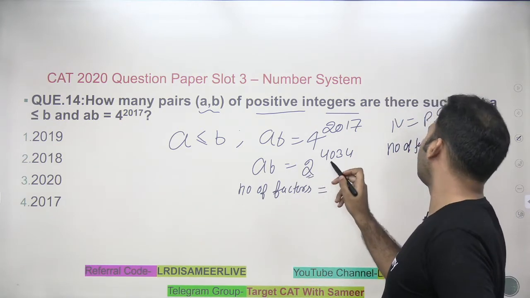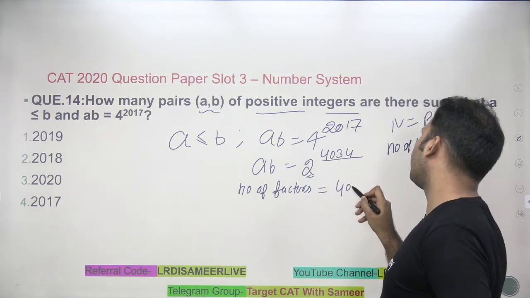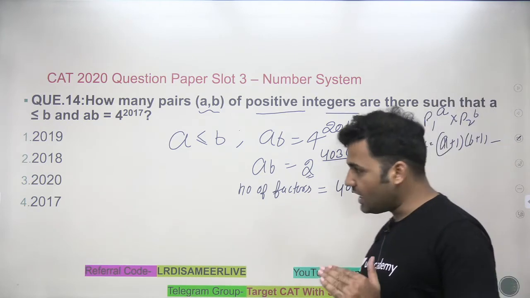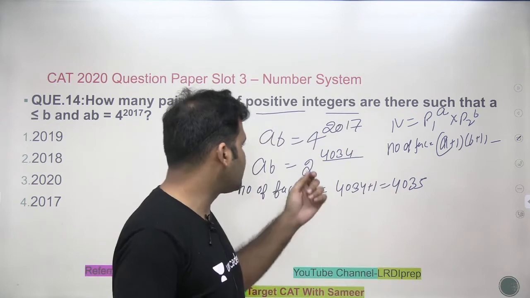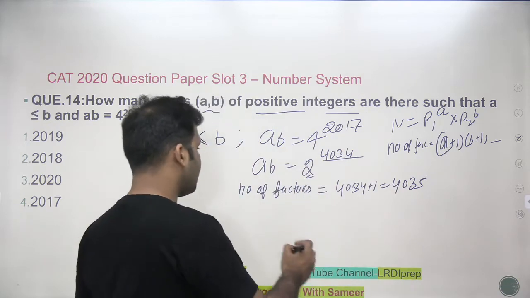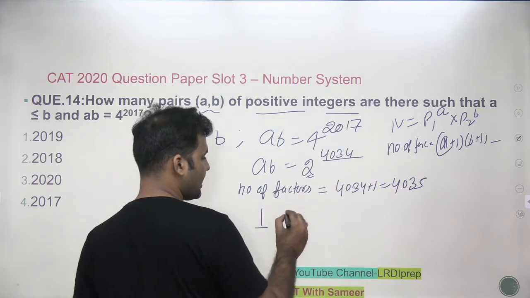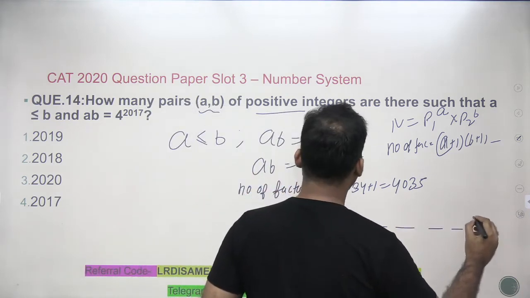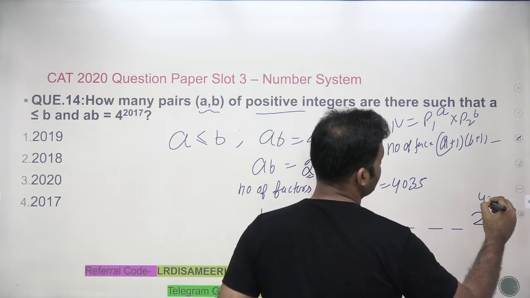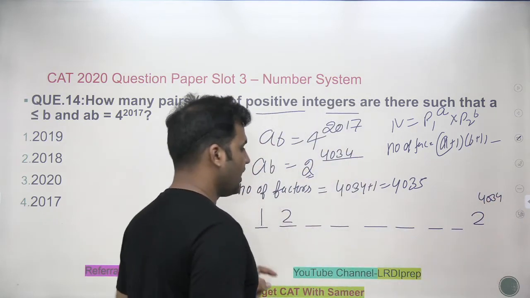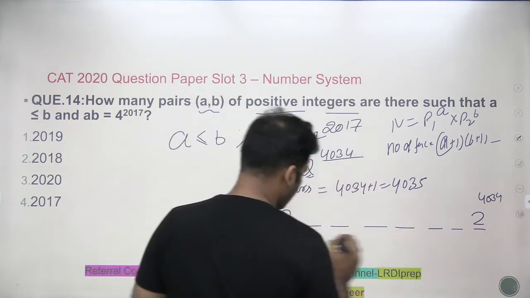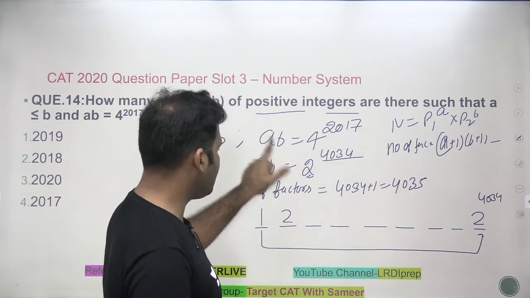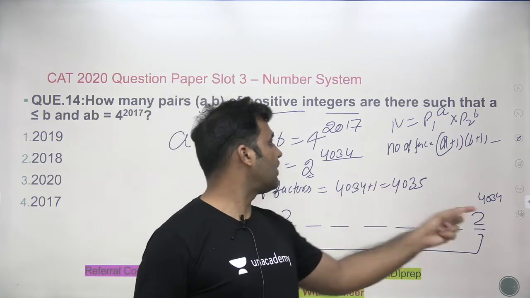Now 2 is a prime number here, so the number of factors of this will be 4034 plus 1, that is 4035. Now when I write down all the factors of this number in increasing order, the first smallest number would be 1, the second would be 2 and so on, and the last number would be 2 raised to power 4034. You see that if I multiply the smallest number 1 with this number, I'll get one pair of A and B. 1 into the largest factor will give me this number.